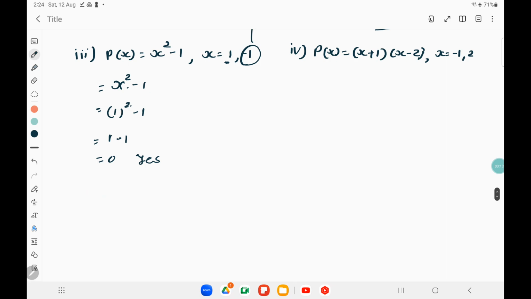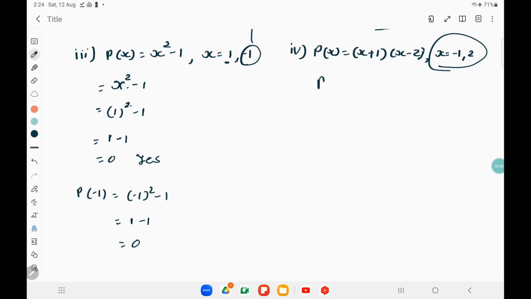Let's check when the x value is minus 1. So minus 1 square take away 1. Minus 1 square is 1, and take away 1 equals 0. So yes, 1 and minus 1 both are zeros of the polynomial x square minus 1. Let's see example 4. Here also we are given two x values: one time minus 1, and the second time 2.